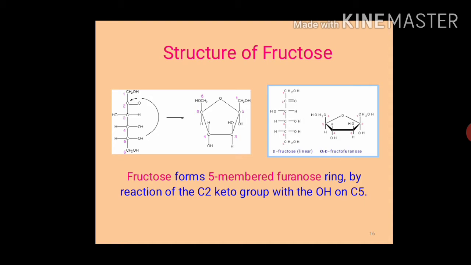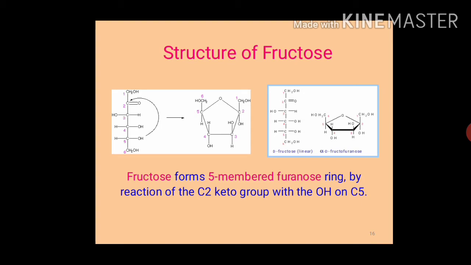First, we observe open chain structure of fructose. CH2OH, that is the first carbon atom. Second carbon double bond O. Third carbon attach HO and H. Fourth carbon attach H and OH. Fifth carbon atom attach H and OH, and last sixth carbon atom, that is CH2OH.